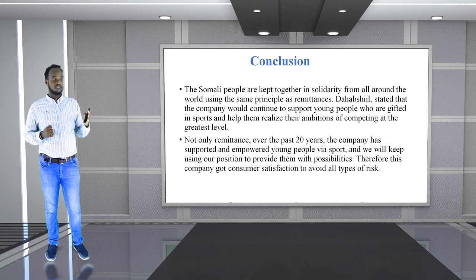Not only remittance, over the past 20 years the company has also supported and empowered young people via sports. And we will keep using our own positions to provide them with both abilities. Therefore, this company gives good consumer satisfaction to avoid all types of risk.